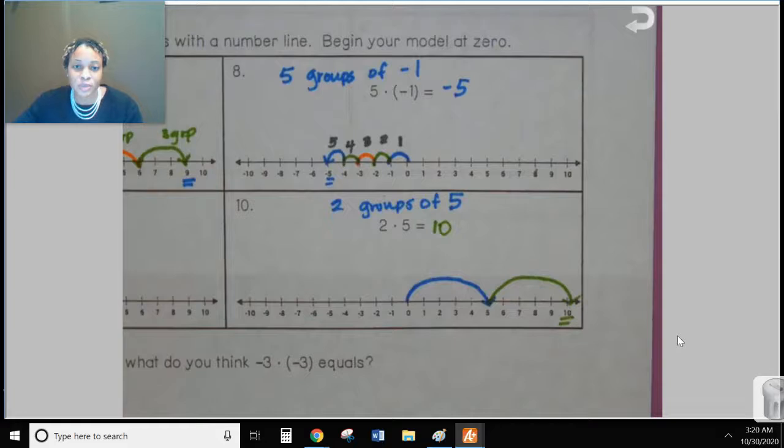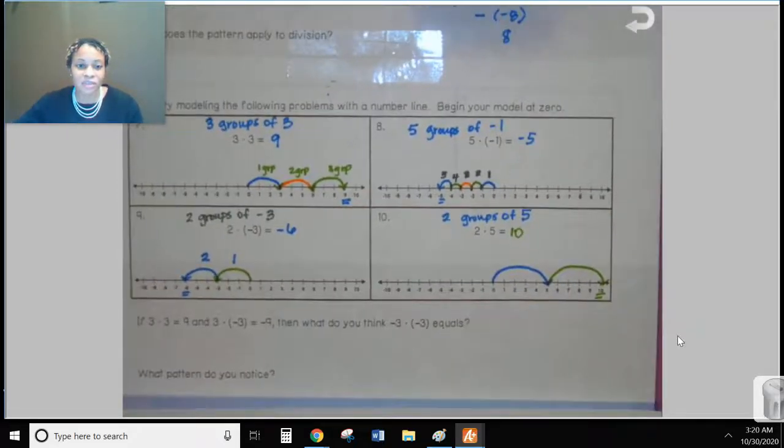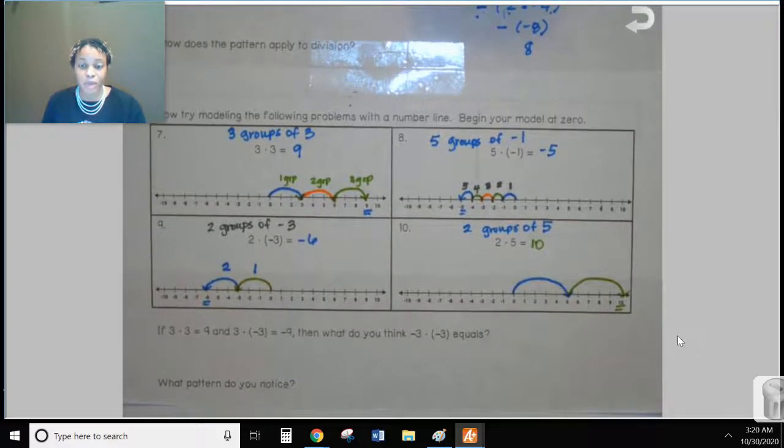And I just want to zoom out so you can see all of these. And just look how different they look compared to addition and subtraction. You can see those jumps, those leaps, right?